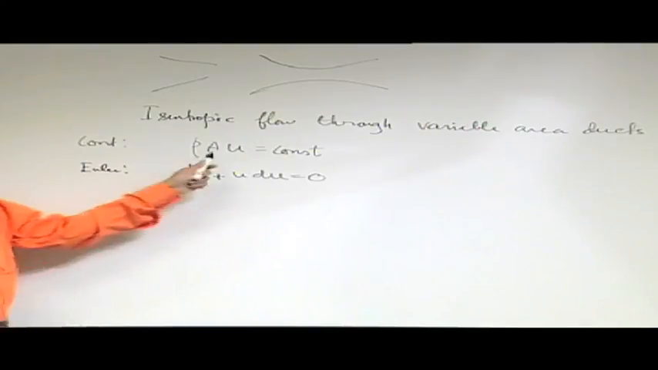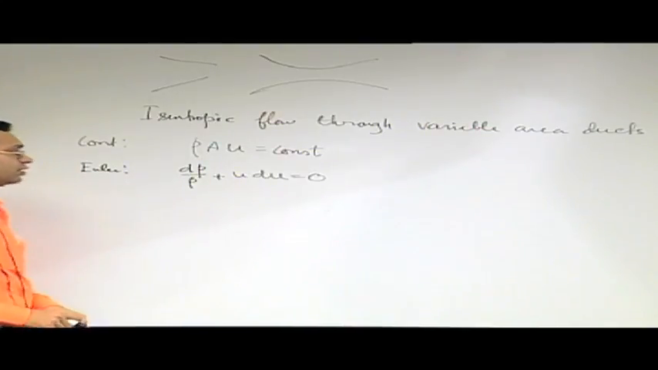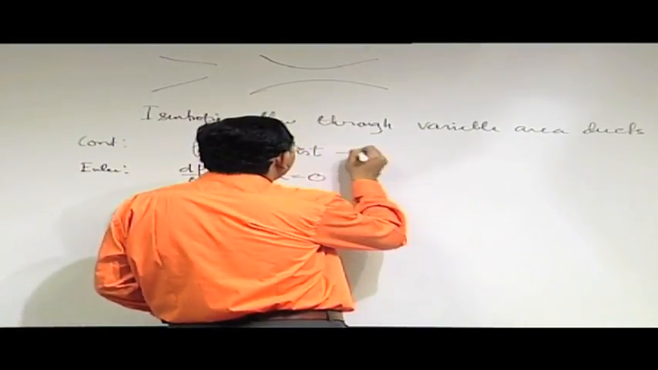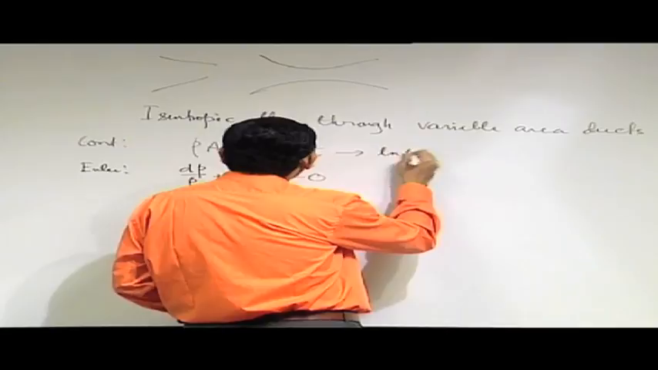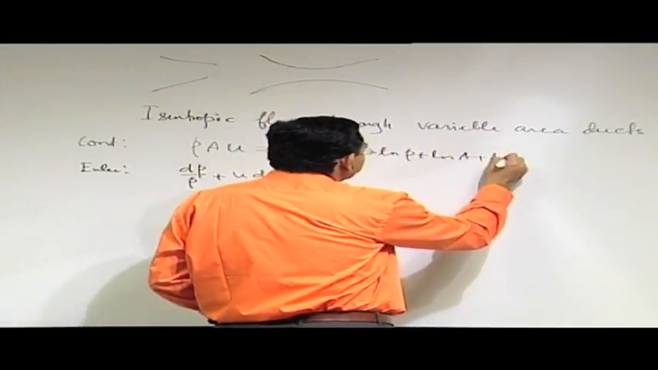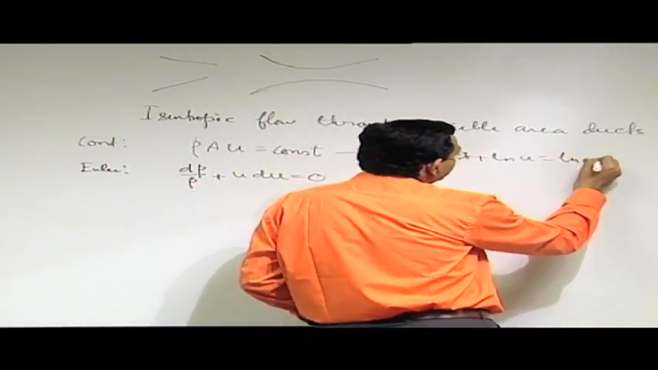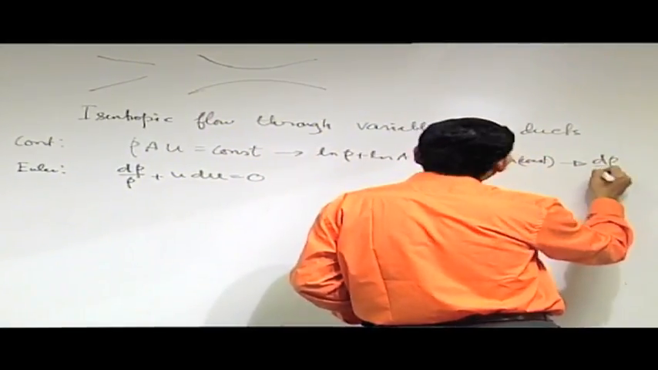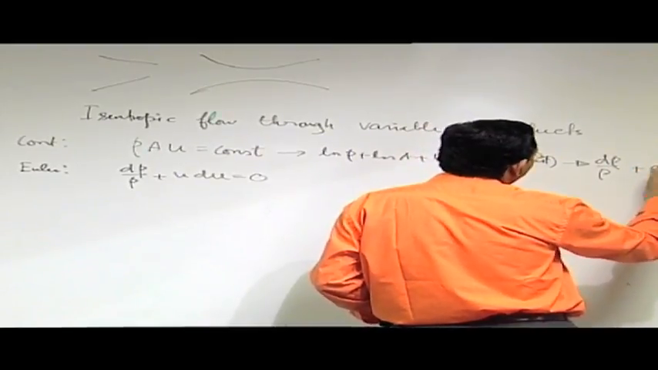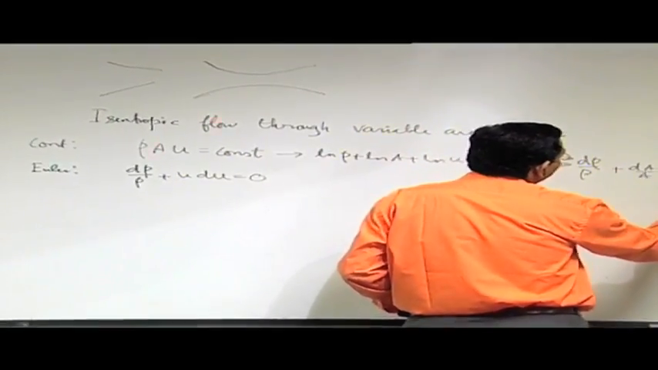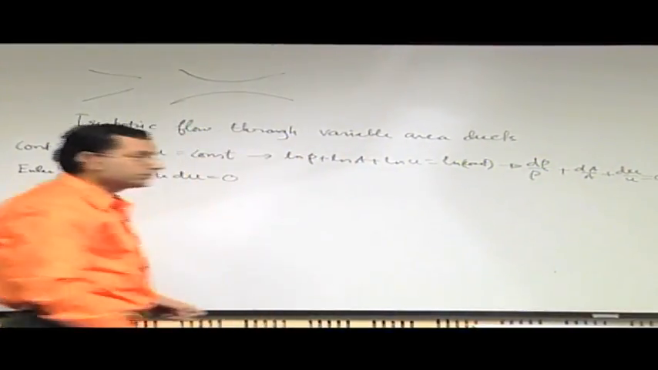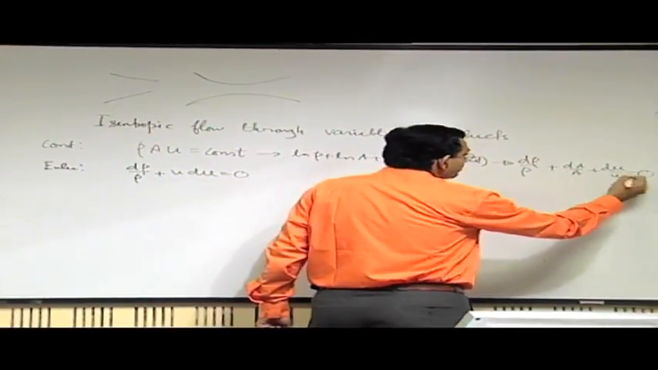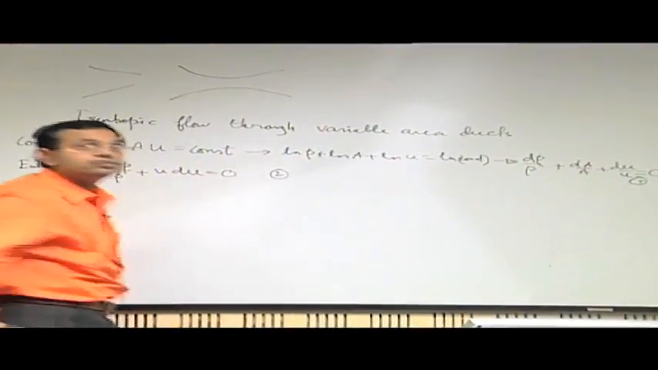So continuity equation, rho into A into U equal to constant. What we will do is we will take log of both sides. So we will have ln rho plus ln A plus ln U is equal to ln constant, and then differentiate, that means d rho by rho plus dA by A plus du by U is equal to 0. Say this is equation number 1 and say this is equation number 2.